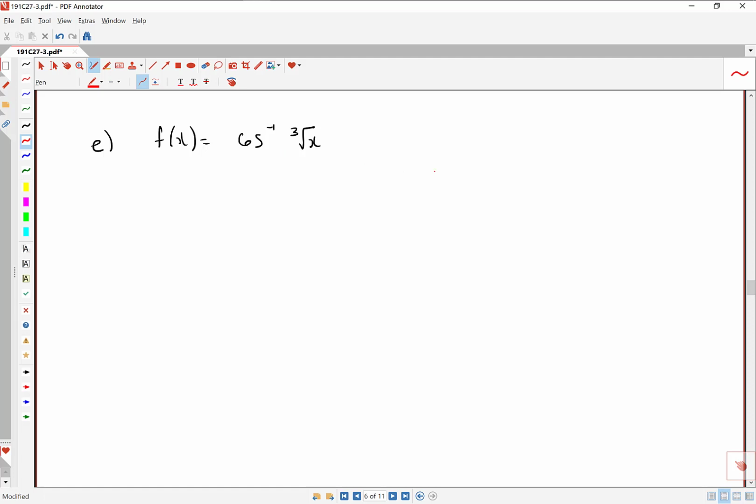For part E, our function is arc cos of the cube root of x. First thing you might like to do here is just do a rewrite and say that's arc cos of x to the 1/3. Might make it a little bit easier to apply the chain rule down the line.